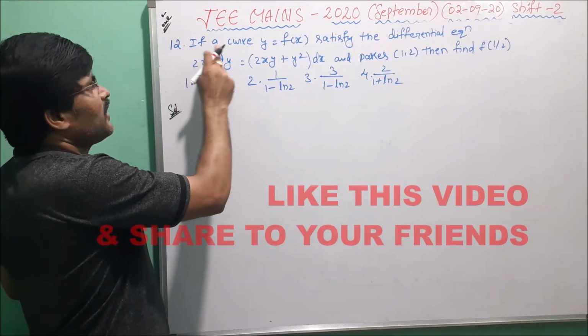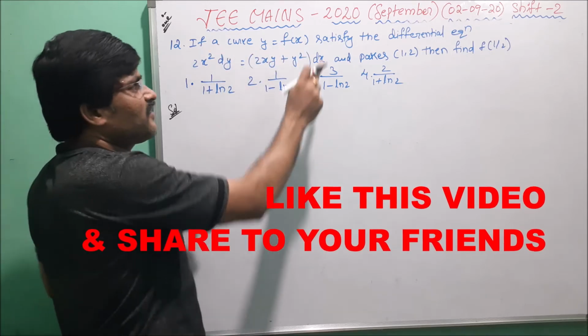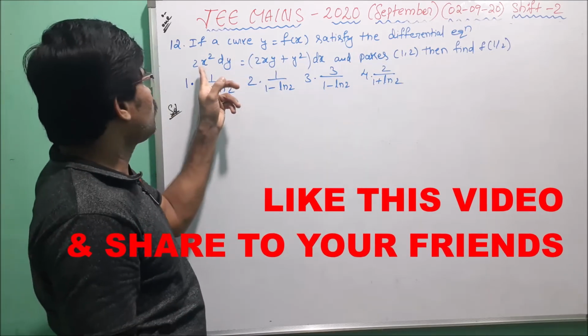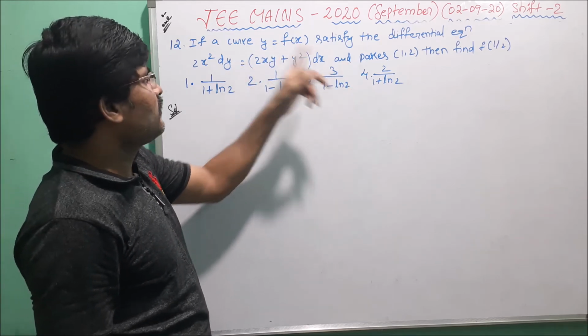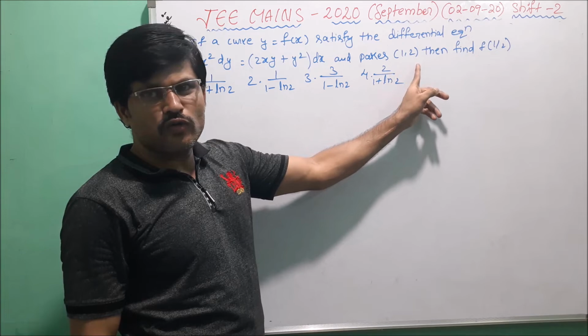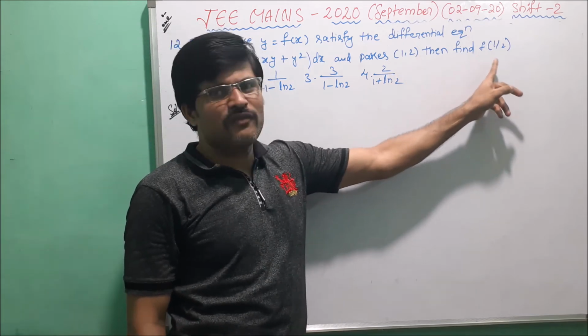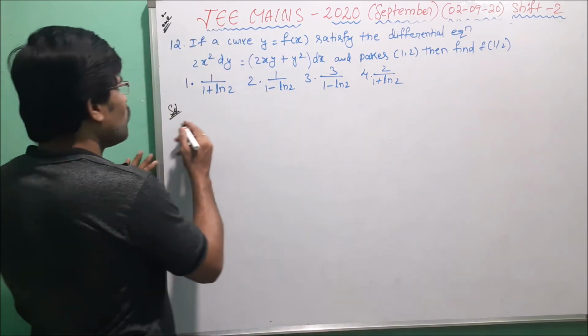Now the 12th one is: if a curve y equals f of x satisfies the differential equation 2x square dy equals 2xy plus y square into dx, and that curve passes through the point (1, 2), then find the value of f of 1 by 2. Now we go to the solution.